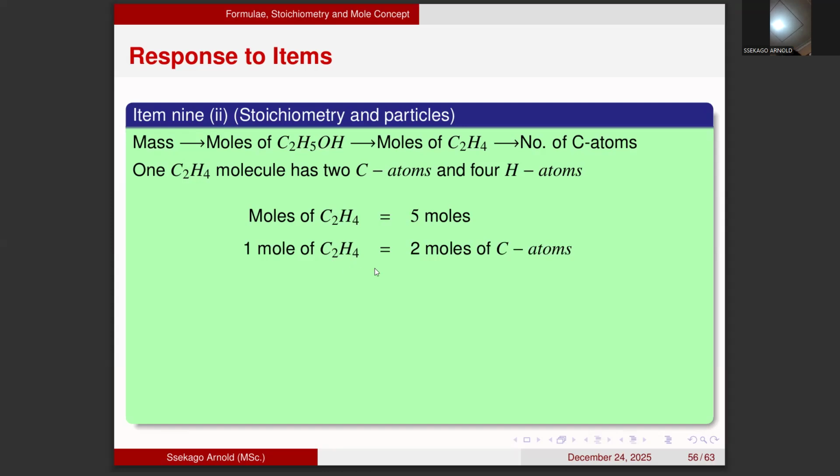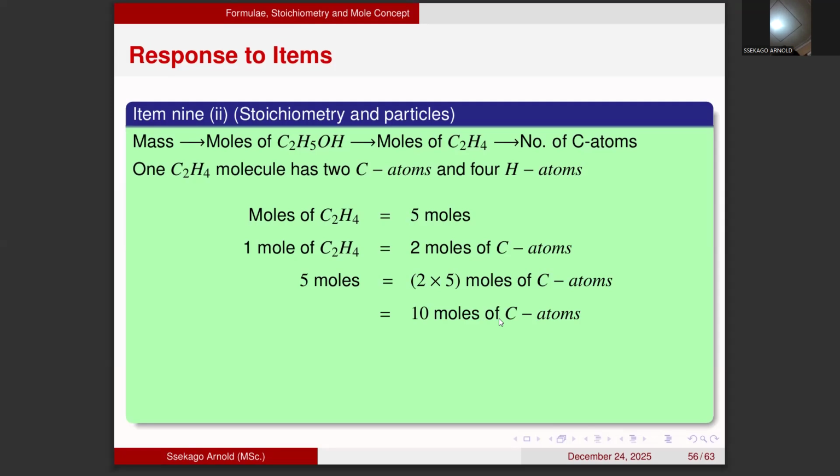So we are starting with carbon atoms. 1 mole of ethylene has 2 moles of carbon atoms. That is, for each mole of ethylene, you have 2 moles of carbon atoms. Then what of the 5 moles? The 5 moles will equal 2 times 5, and this gives us 10 moles of carbon atoms.